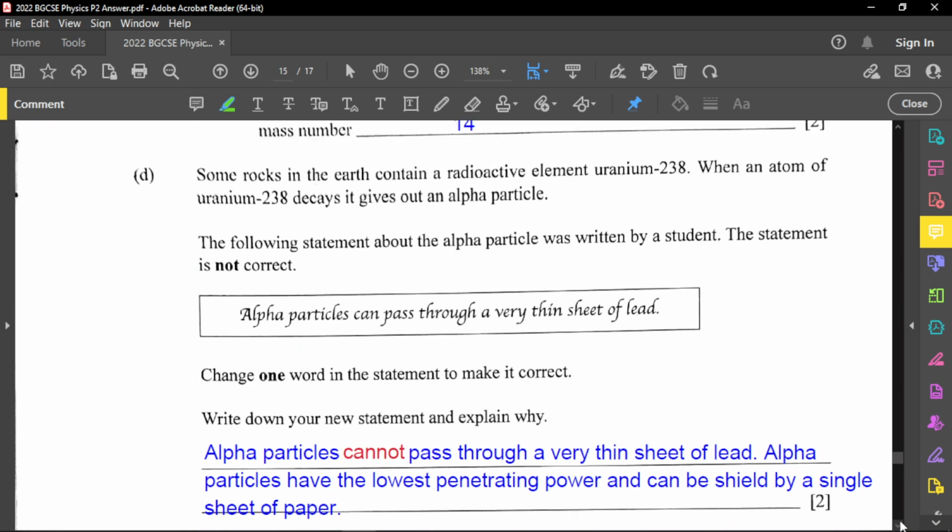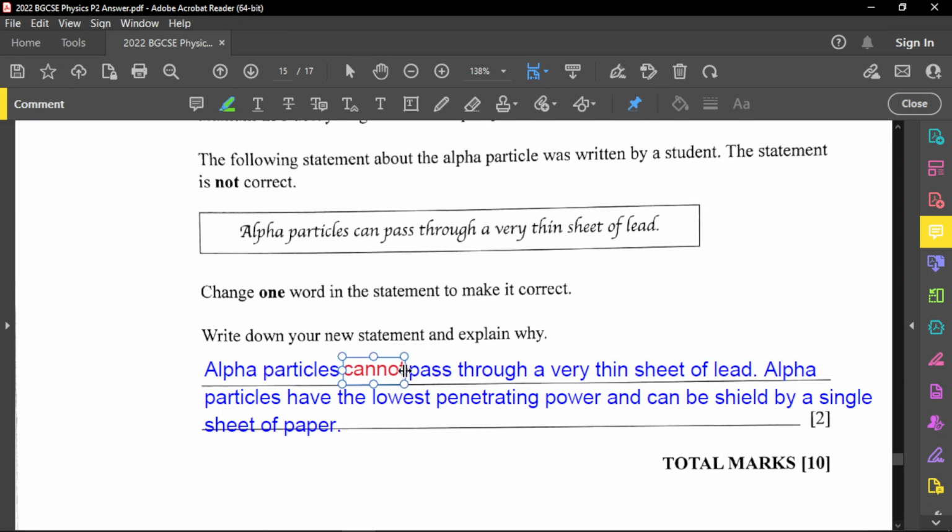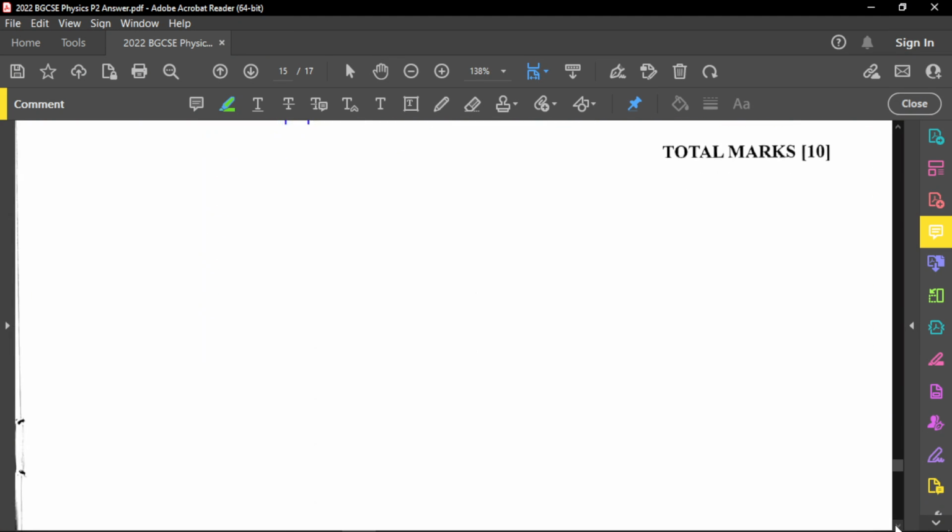And so the first sentence is a new statement: the alpha particle cannot pass through a very thin sheet of lead. And the explanation for that is that alpha particles have the lowest penetrating power and can be shielded by a single sheet of paper. All right, and so that ends that question.